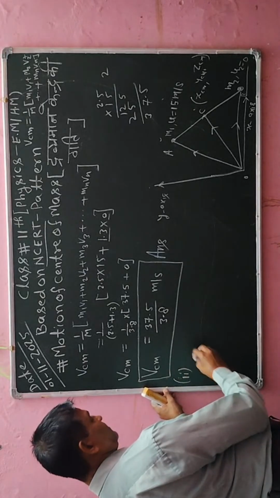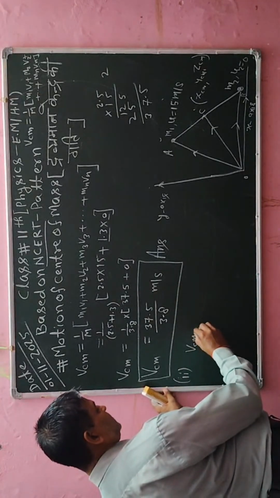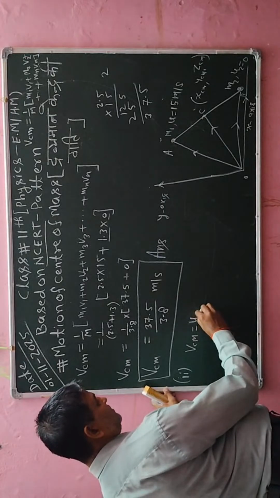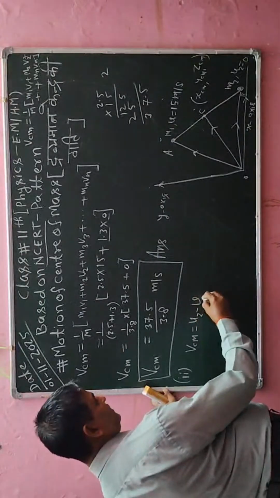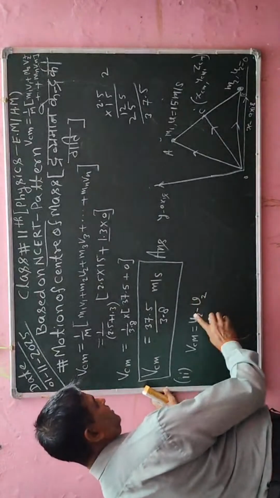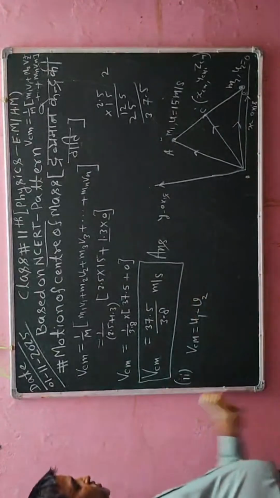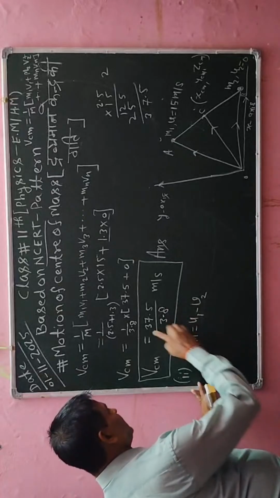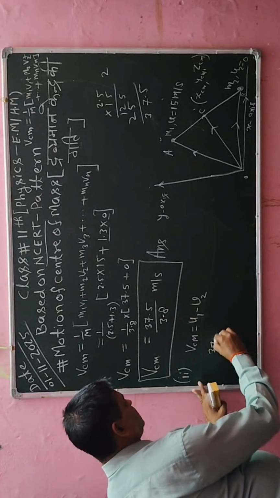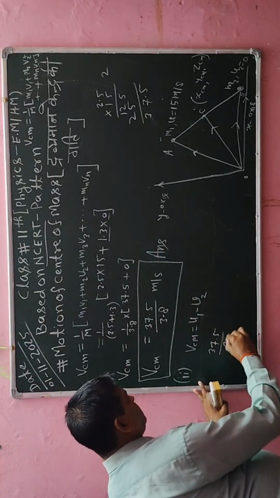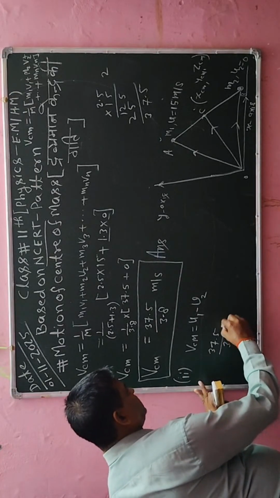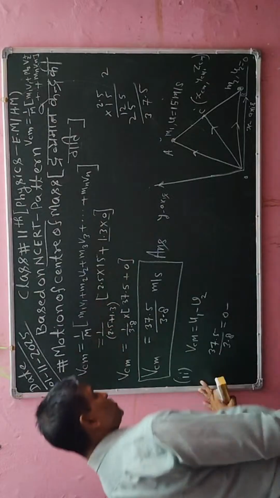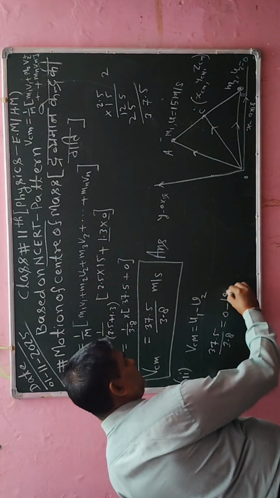Now here I will write velocity of center of mass, which is equal to initial point minus final point. I have to write here initial point minus final point. So initial point is 1 and final point is 0. In other words, we can say that the velocity of center of mass will be 37.5 divided by 3.8, which is equal to initial velocity will be 0, because that is not given in the numerical. So we have to find final velocity, that is V2.